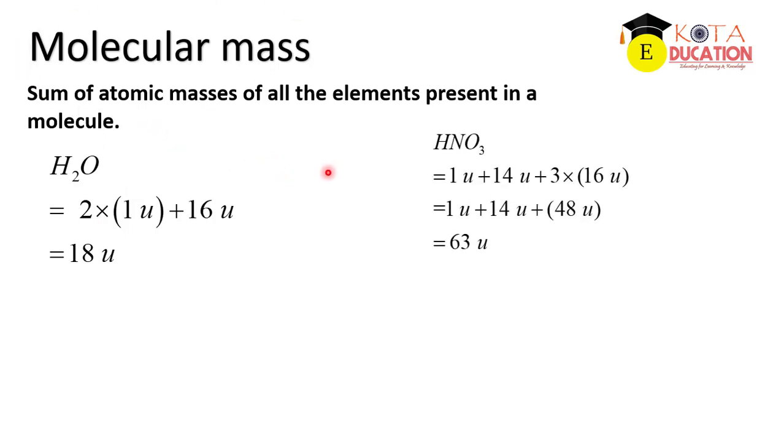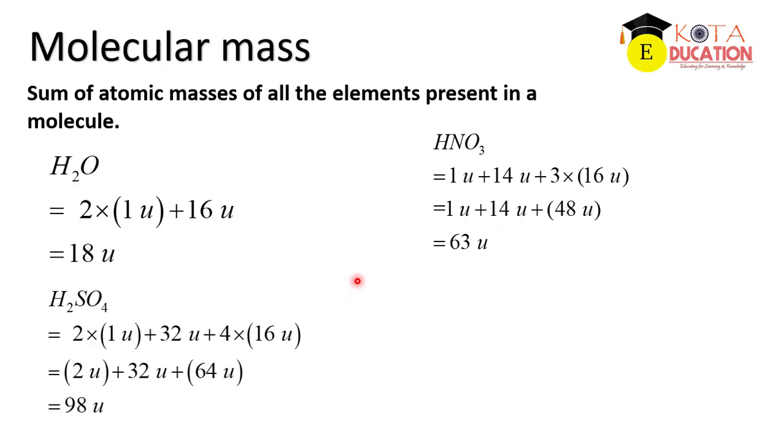Similarly, if we calculate for nitric acid, it comes out to be 63 unified mass. Sulfuric acid is 98 unified mass if we solve it. Sulfur is 32, hydrogen 1 atomic mass unit, and similarly oxygen 16. When we add them up, the molecular mass of sulfuric acid is 98.